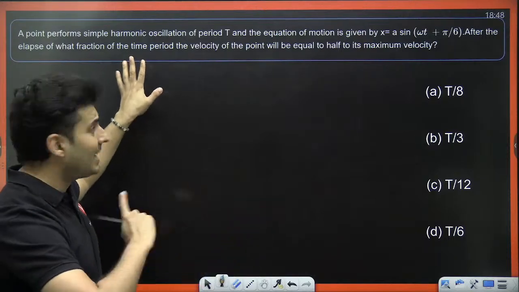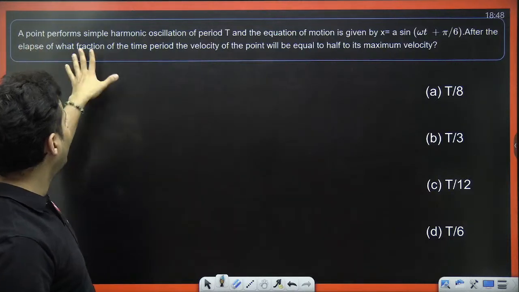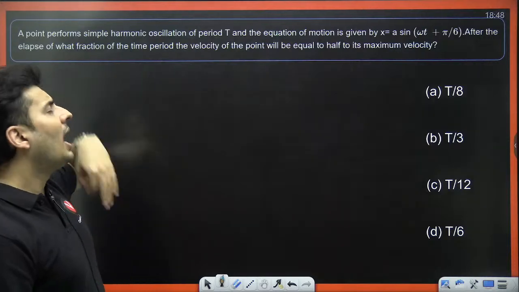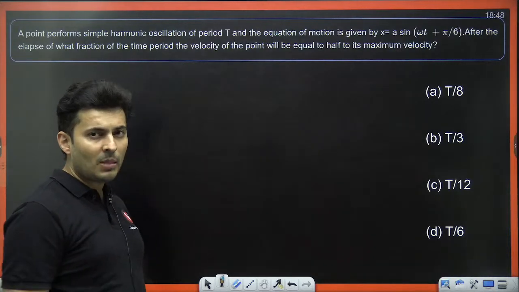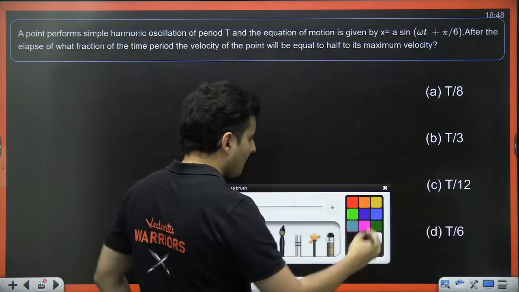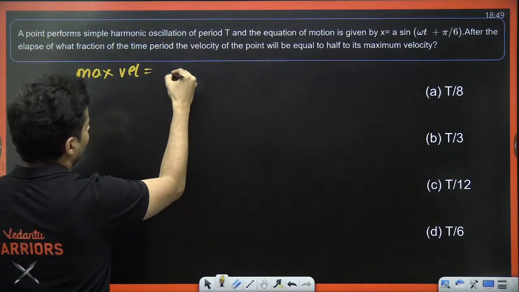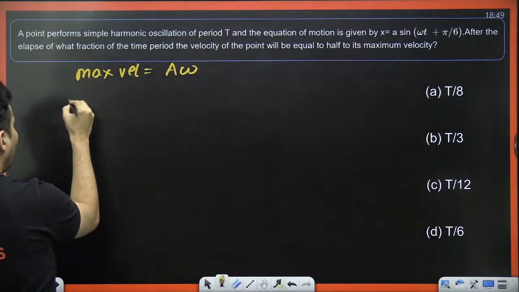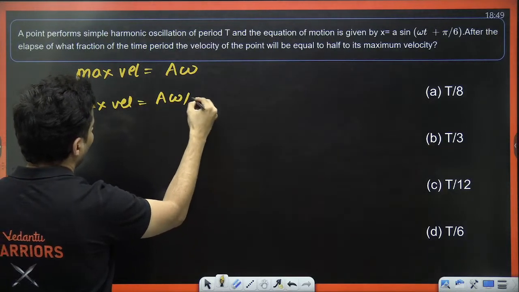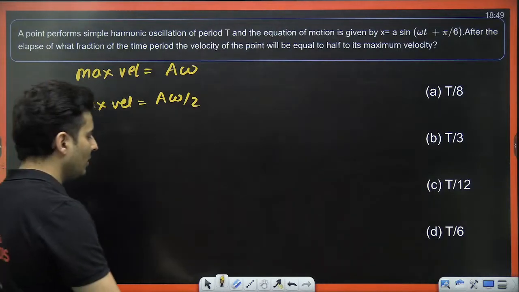A point performs SHM with time period T, and the equation of motion is this. After the elapse of what fraction of the time period will the velocity of the point be equal to half the maximum velocity? Velocity should be half the max velocity. Okay, let's solve this. What's the max velocity? In any SHM, it is always A omega. Half of max velocity will be A omega by 2. So that should be the velocity of the particle.